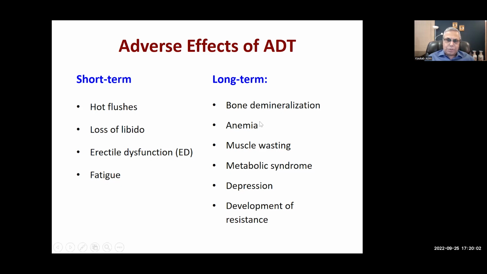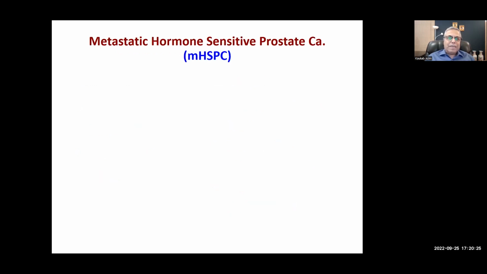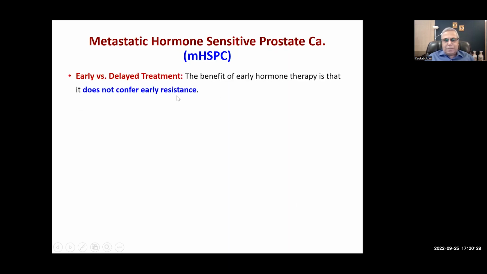Why? Because of testosterone. You can develop anemia, muscle wasting, metabolic syndrome, depression, development of resistance. All these are the side effects of androgen deprivation therapy. Okay, whether you give it pharmacologically with drugs or you do it surgically with removal of testes, which is known as orchiectomy. Now, metastatic hormone sensitive prostate cancer, early, this is an important issue.